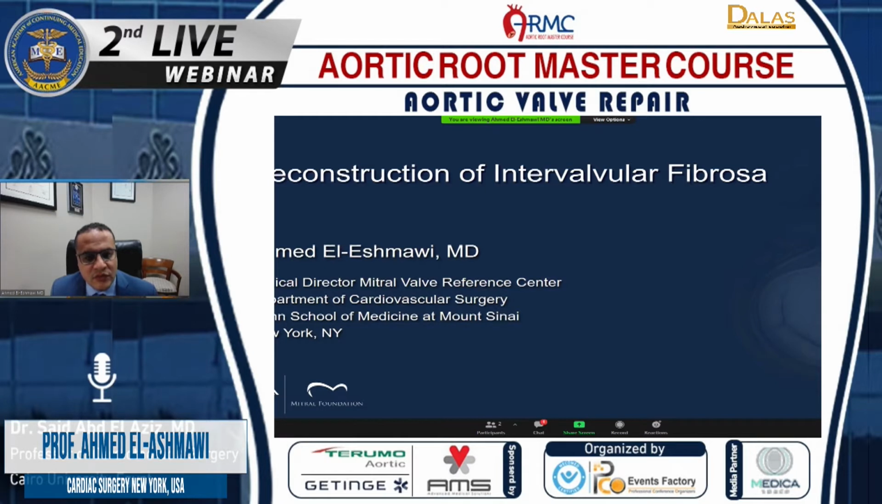I tried to think of a topic that will link the mitral valve to the aortic valve, and I couldn't find better than the intervalvular fibrosa or the fibrous skeleton of the heart, because it's intrinsically the anatomic link between two valves.